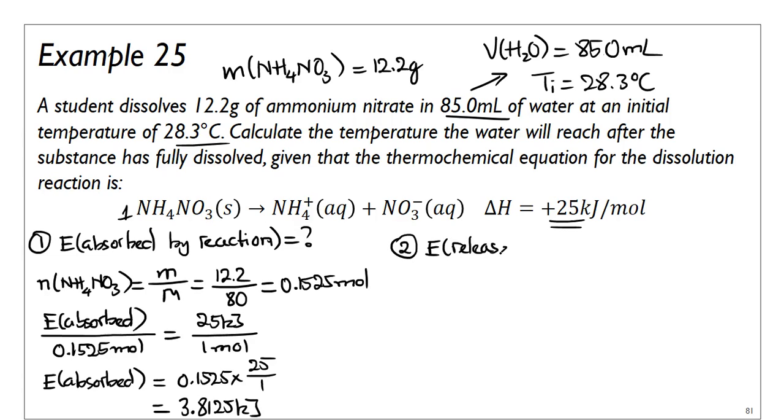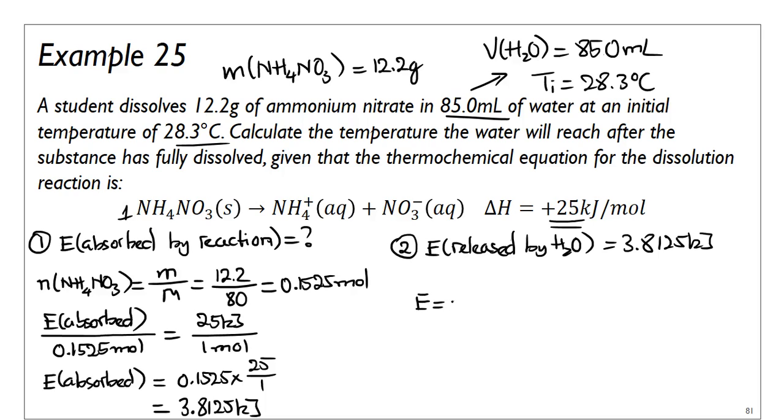So this much energy is going to be absorbed from the water, which means that E released by water at least has to be the same. So 3.8125 kilojoules as well. So you still have to work out the change in temperature, but instead of increasing the temperature of water, in this particular case the temperature of the water is going to decrease, but I still need to find delta T.